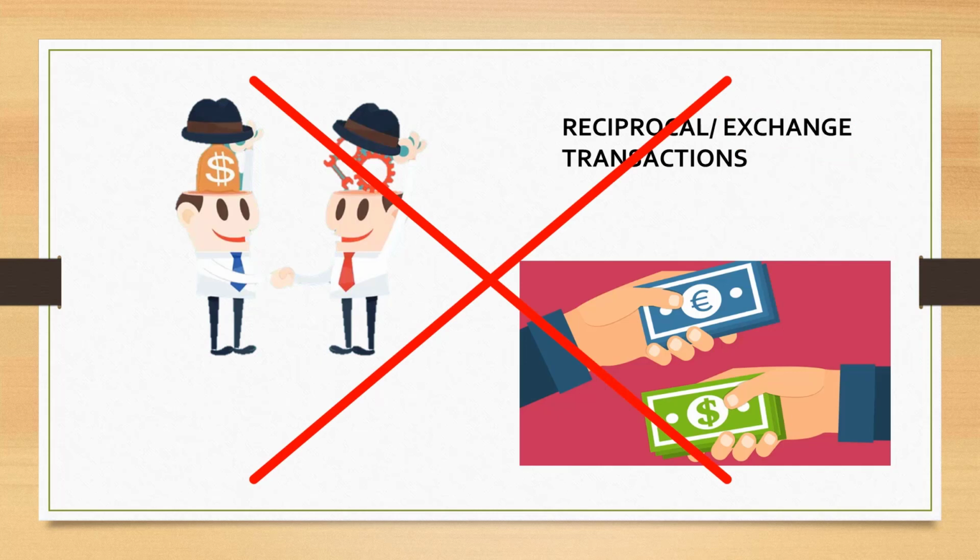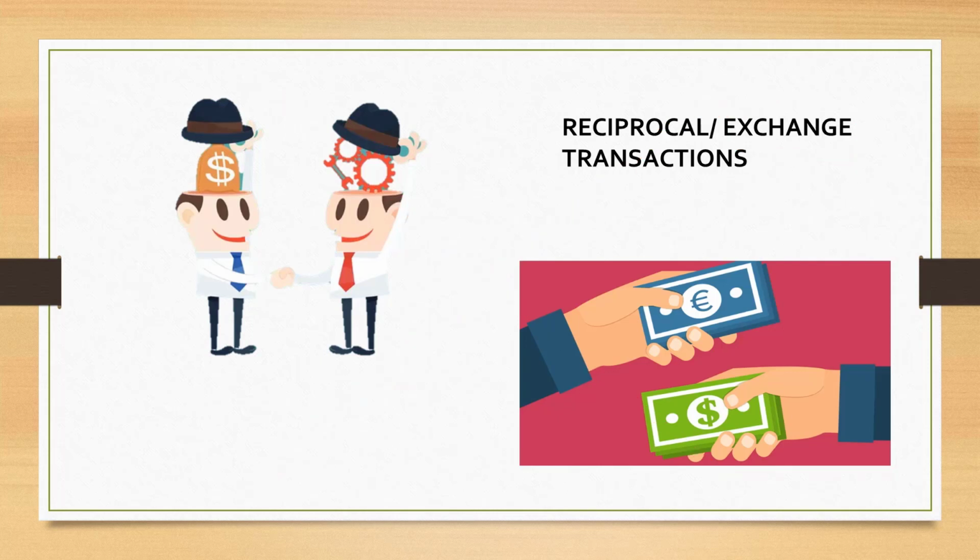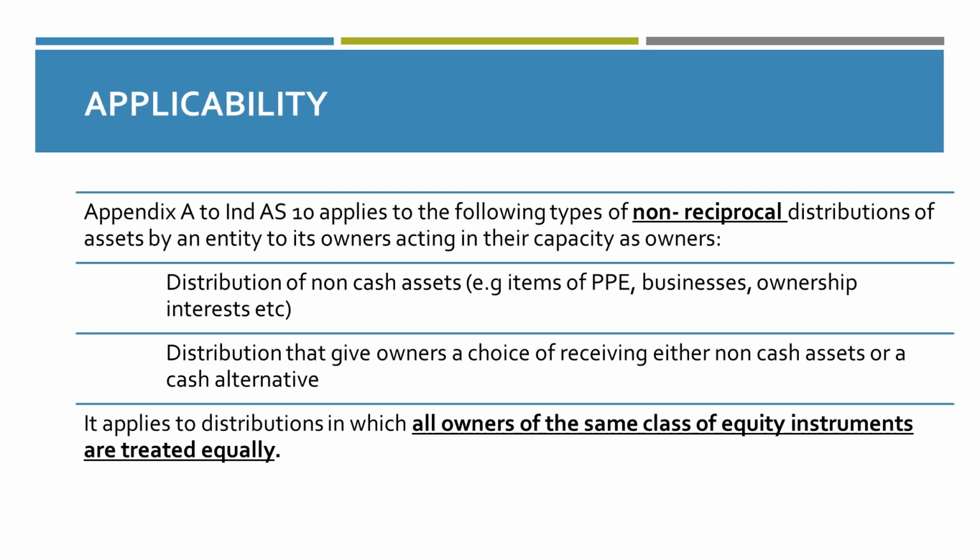So, it should be used only in cases where the company distributes the assets to the owners of the company, that is the shareholders, and nothing in return is obtained from them. Only in such cases, this Appendix A can be used for accounting by the entity which is distributing the assets. So, let us come to the applicability. Appendix A to IND AS 10 applies to the following types of non-reciprocal distributions of assets. Assets can be anything. It can be a fixed asset, it can be an investment, etc.